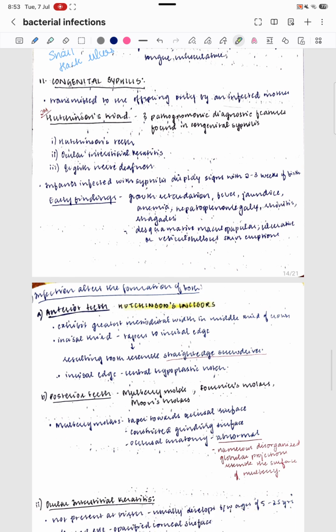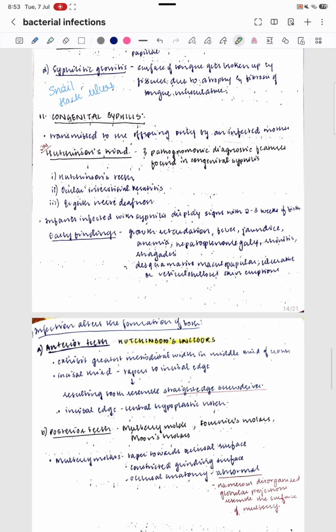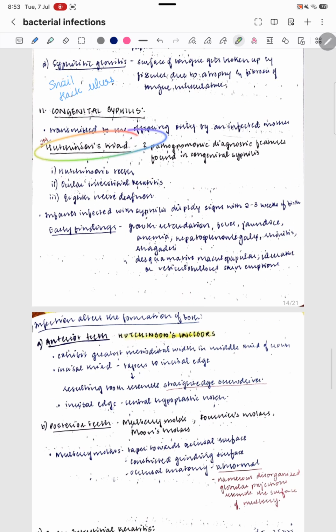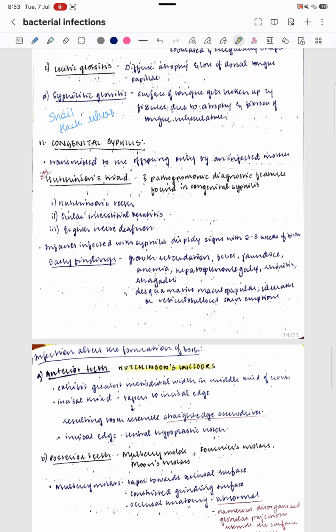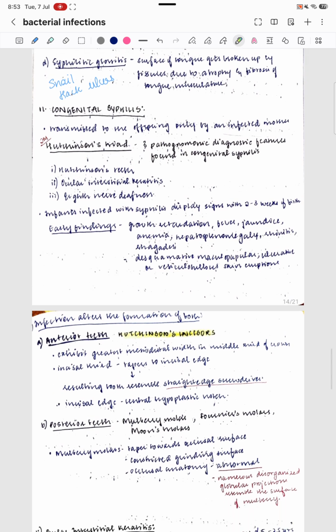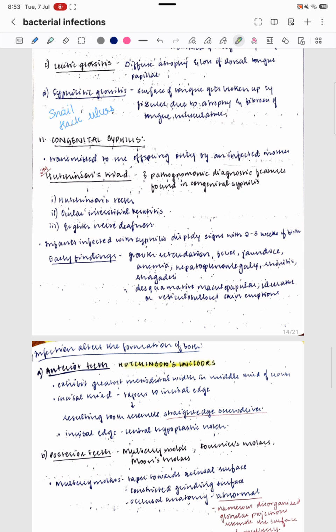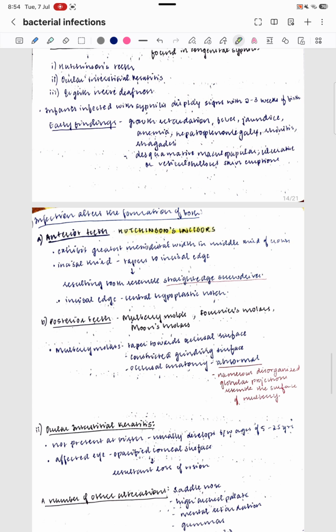There are many manifestations seen in congenital syphilis, in which Hutchinson's triad is the most asked trait. Hutchinson's triad consists of Hutchinson's teeth, interstitial keratitis, and eighth nerve deafness. It is a pathognomonic diagnostic feature found in congenital syphilis. So basically in Hutchinson's triad you have Hutchinson's teeth. So what are Hutchinson's teeth?